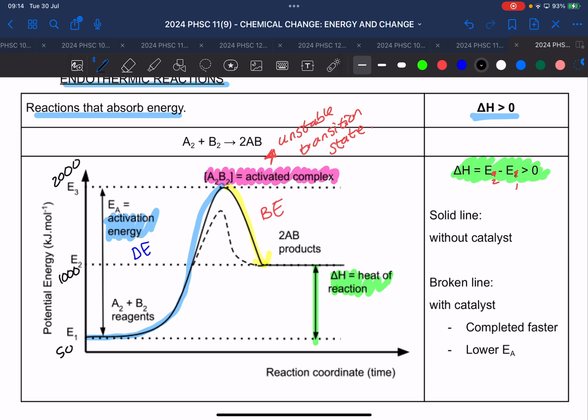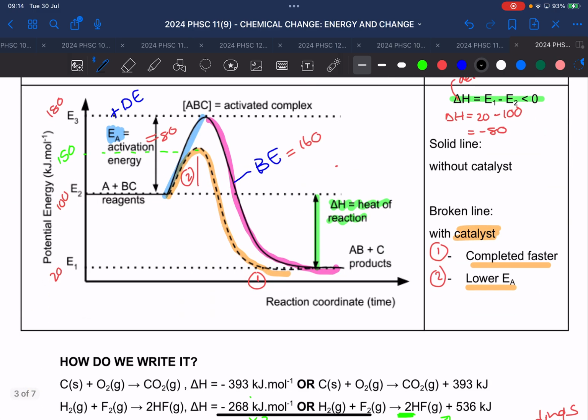Yes. So in the exothermic reactions, is it fine to use E1 minus E2? Yes.